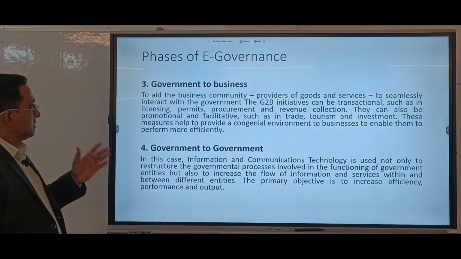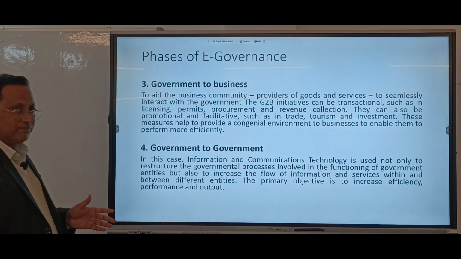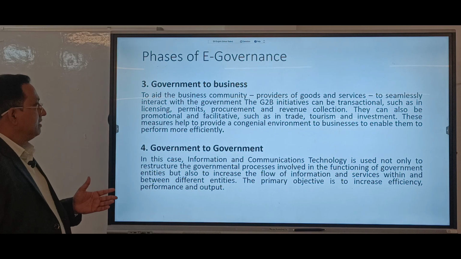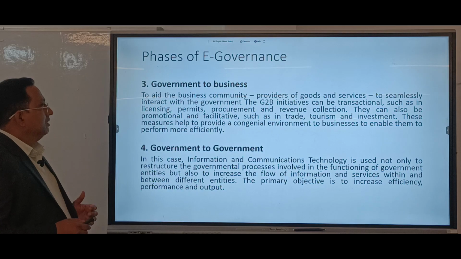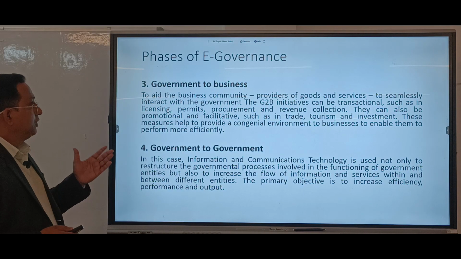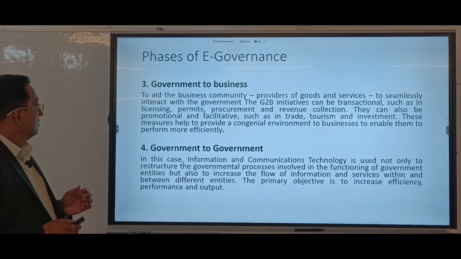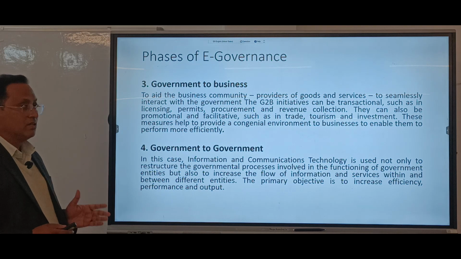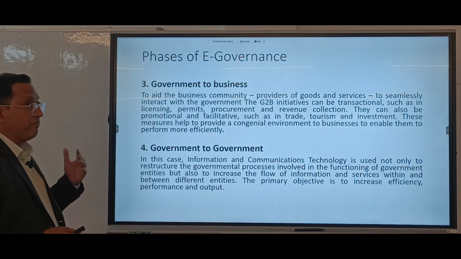Government to business initiatives can be transactional, such as in licensing, permits, procurement, and revenue collection. They can also be promotional and facilitative, such as in trade, tourism, and investment. These measures help to provide a congenial environment to businesses to enable them to perform more efficiently.